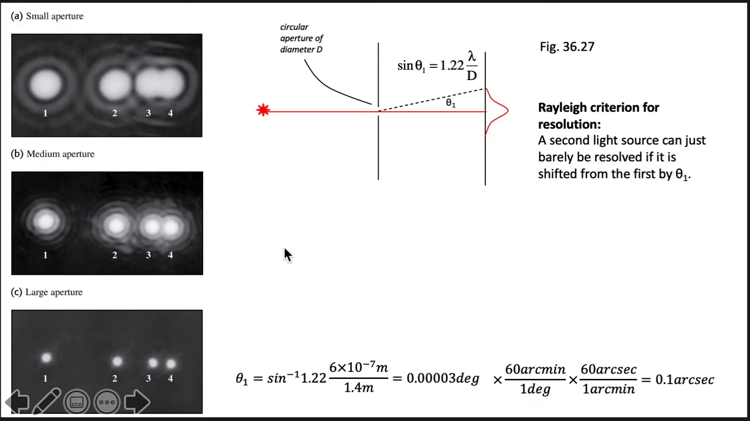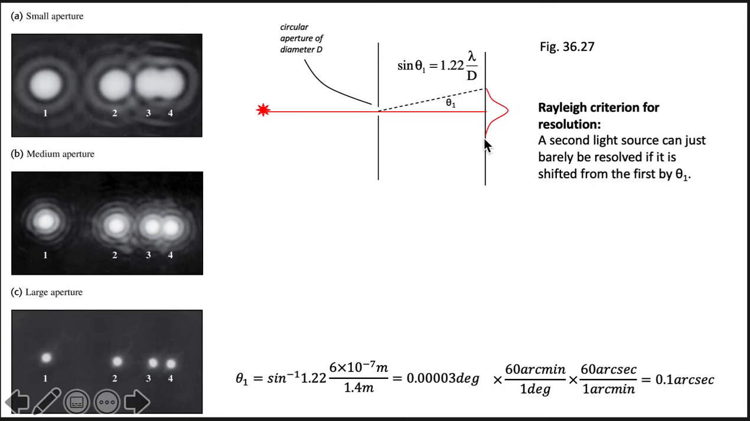So look at this diagram over here. It shows a circular aperture in an otherwise opaque screen and a light source like a distant star. And then on a projection screen, you can see a diffraction pattern from that light source, which is spread out a bit, right? That's what diffraction does.